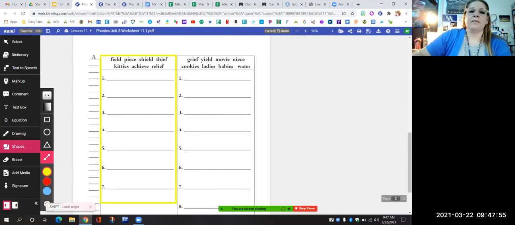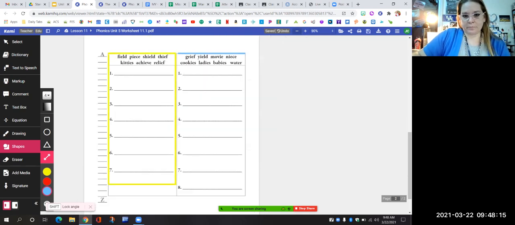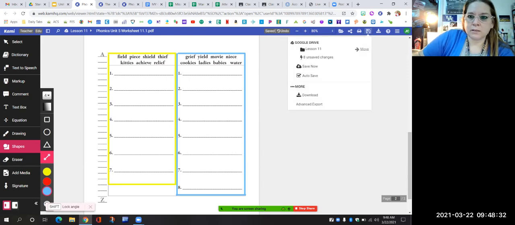All right. And then on the other side, you have grief, yield, movie, niece, cookies, ladies, babies, and the word water. And you're going to put those in ABC order in this box. Okay, and then over here on the side, you can write the alphabet if you need to help you put them in ABC order. That's what those little lines are for.